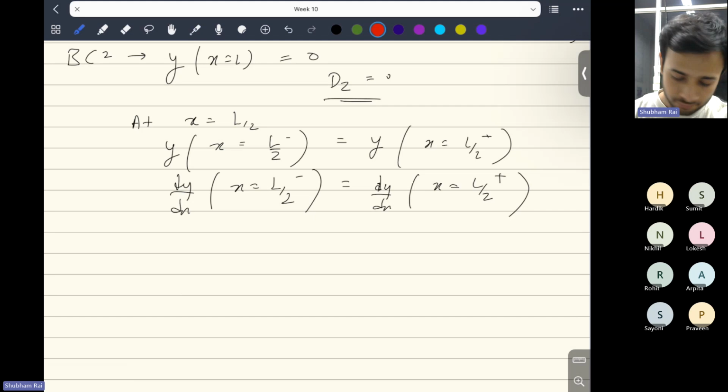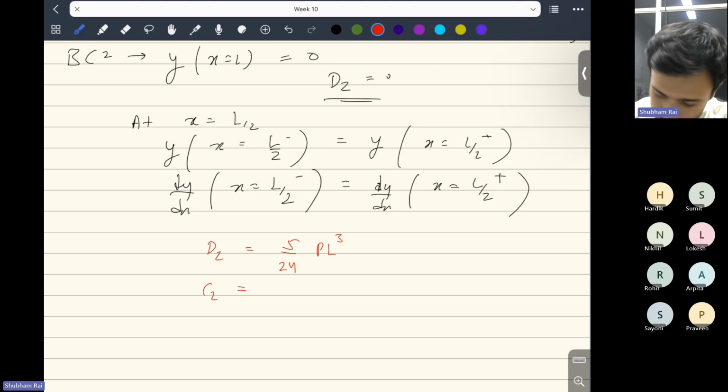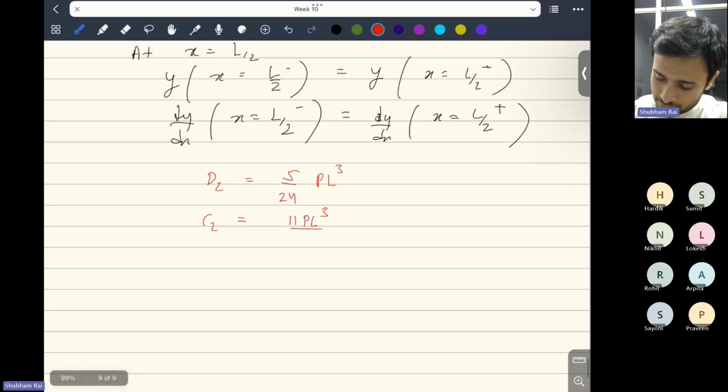Finally, I'm just writing the value of d1 and c2. So d1 you should get as 5/24 PL cube, and c2 you should get as. So these kind of questions may be asked in the exam as well. So please try to solve this completely. I've told you the procedure and I'm just writing the final answer. And now I'll also tell you how to solve the Timoshenko beam question, because it has two differential equations which are coupled.